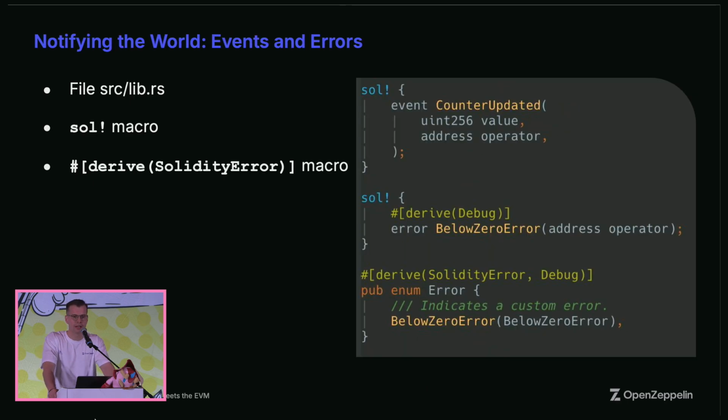Having mentioned errors, having mentioned events, now let's try to define them. As you can see in the code snippet, we use just Solidity syntax to define both errors and events inside the Sol macro. The Sol macro is a Rust macro that, based on the Solidity syntax, generates for us all the structures, all the Rust code that we need to build EVM-compatible WASM smart contracts.